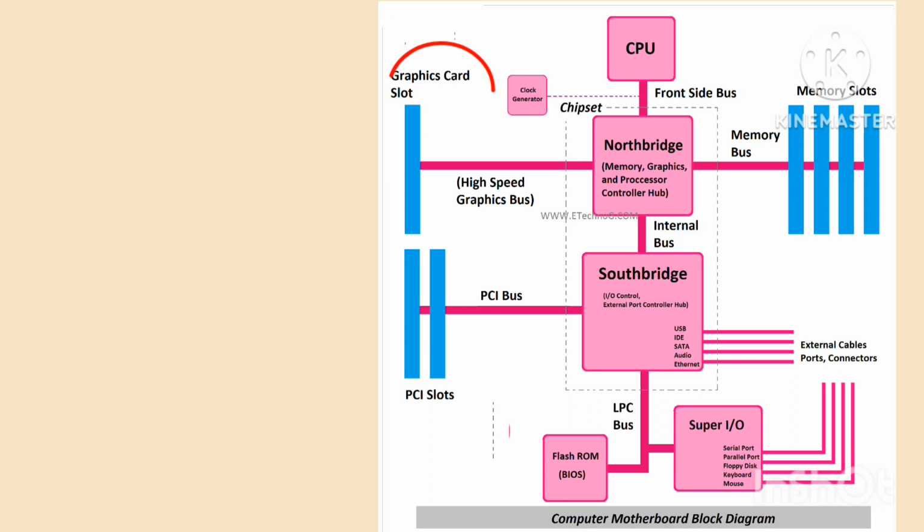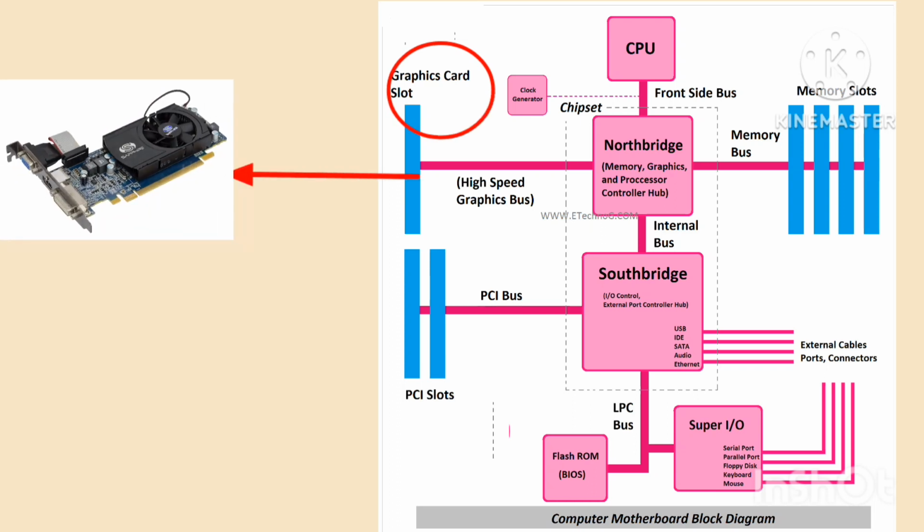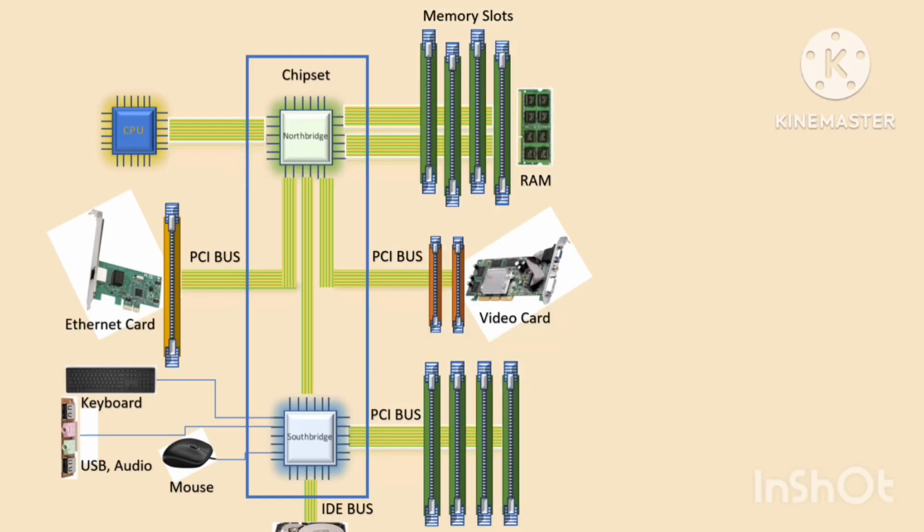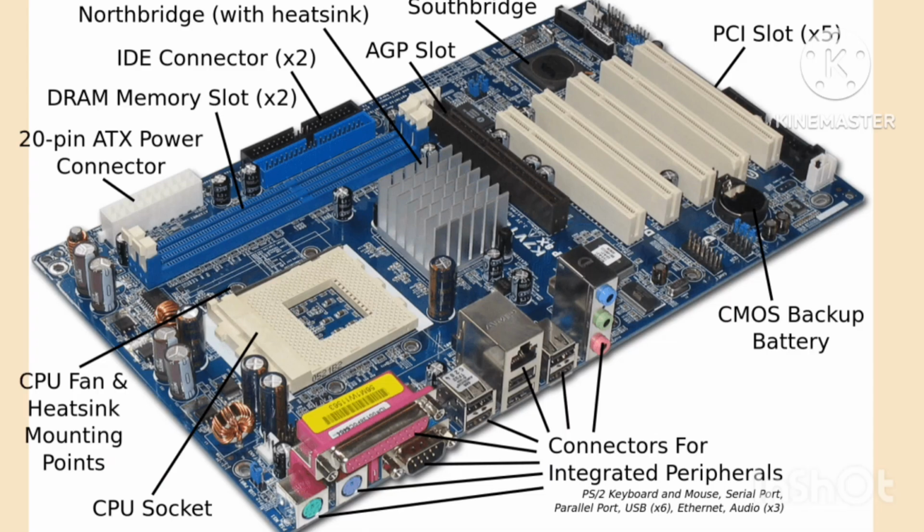A graphics card, also known as a video card, GPU, or graphics processing unit, is a hardware component that is responsible for rendering images and videos on a computer. Rendering is the process of generating an image or video from a 3D model or scene.